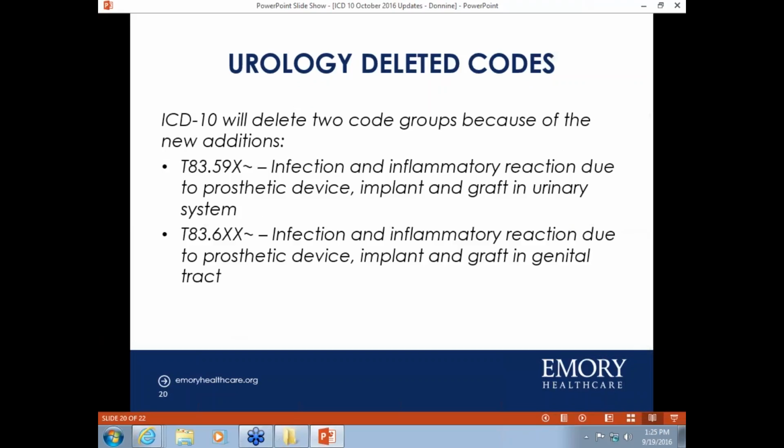Okay, and so these two codes will be deleted as a result of having those other codes: infection and inflammatory reaction due to prosthetic device. See how that just says prosthetic device? And infection and inflammatory reaction due to prosthetic device, implant, and graft in the genital tract. One was the urinary tract, the other one's the genital tract.